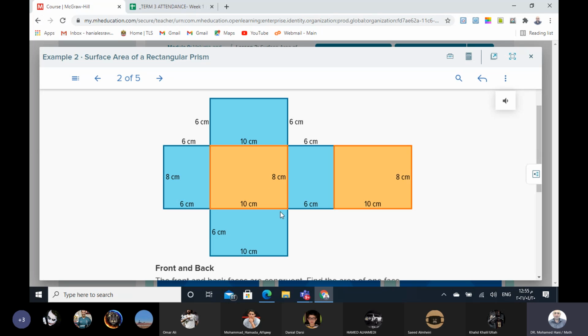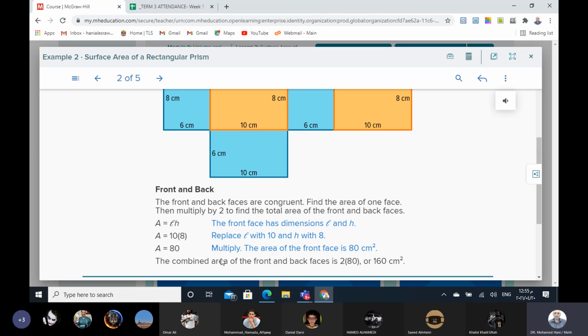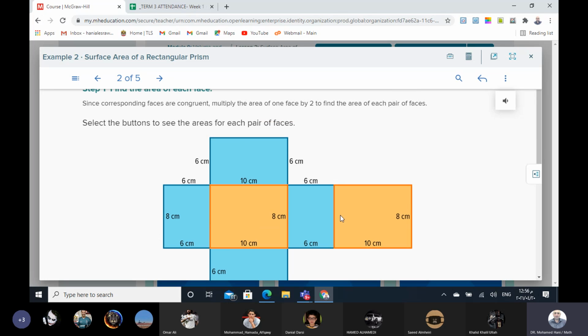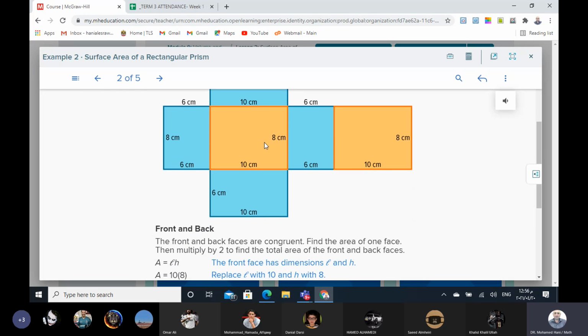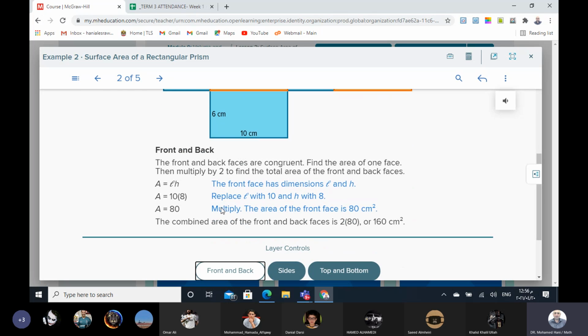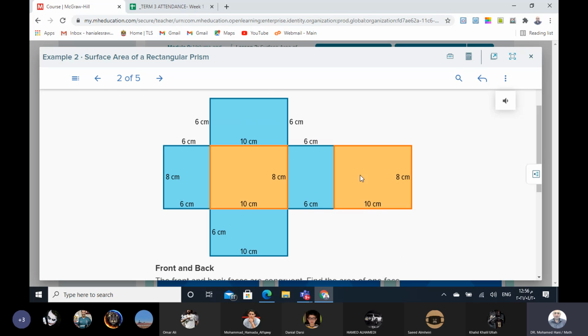What is the length here in the front? It will be 10, and what is the width? It will be 8. So we can write the length 10 and the width, the same as the height, will be 8. So 10 times 8 will be 80. And we have two congruent faces, which means multiply the area by 2. So 80 times 2 will be 160 centimeters squared. The area of the two congruent faces here will be 160 centimeters squared.